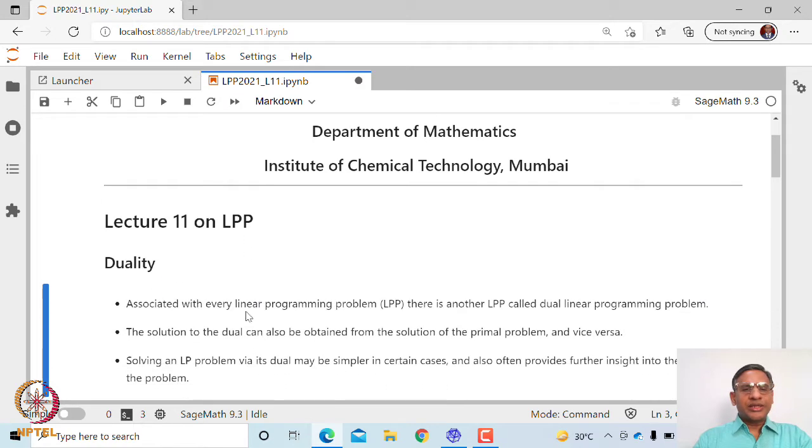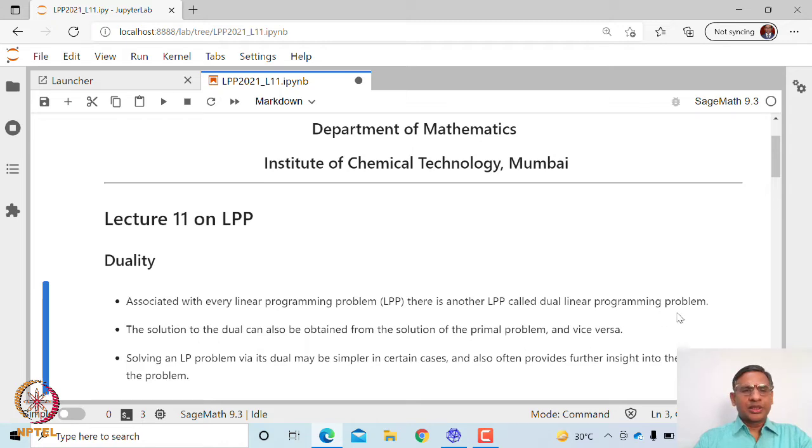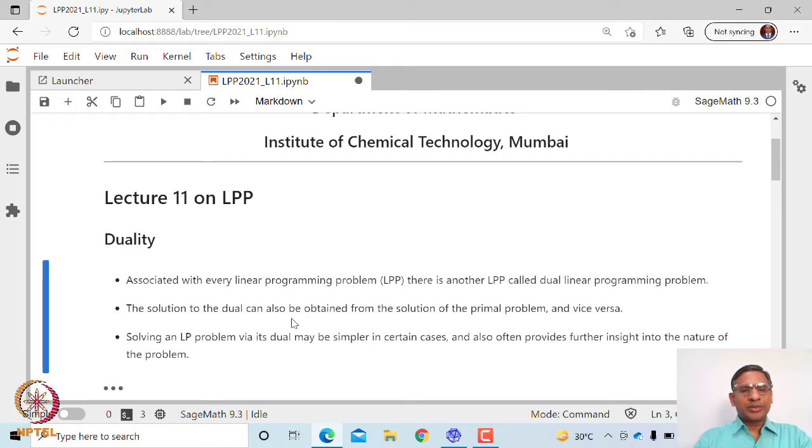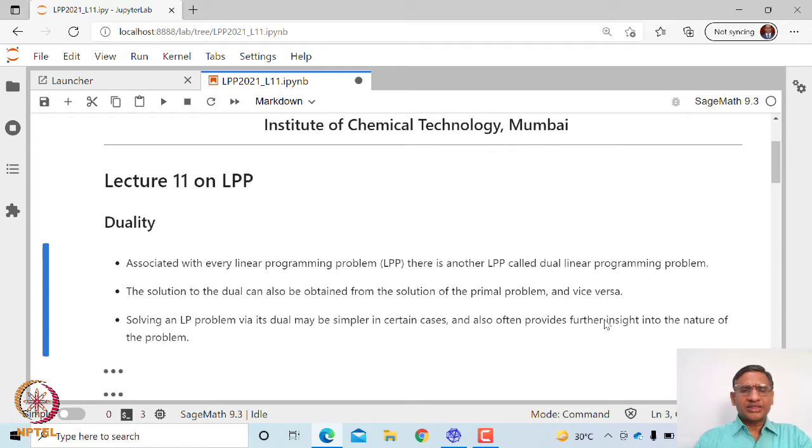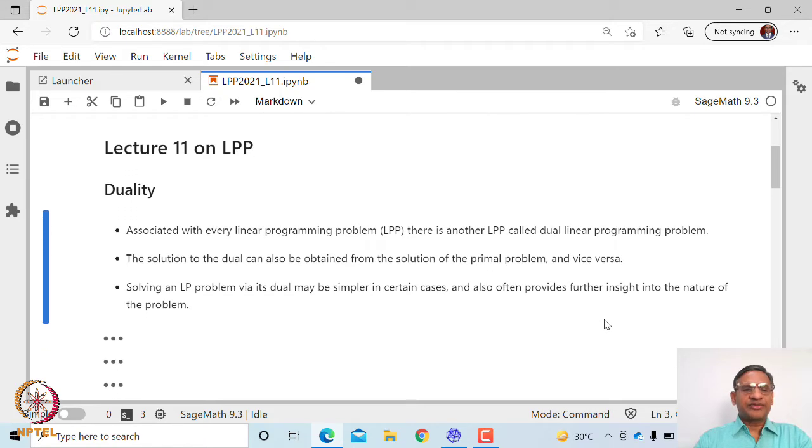To every linear programming problem, there is another problem which is also a linear programming problem, and that is called a dual linear programming problem. And the solution of the dual can be obtained from the solution of the primal problem and vice versa. So once you solve either the primal problem or the corresponding dual problem, in case it has a solution, you can find the solution of both. That is the thing that we will see.